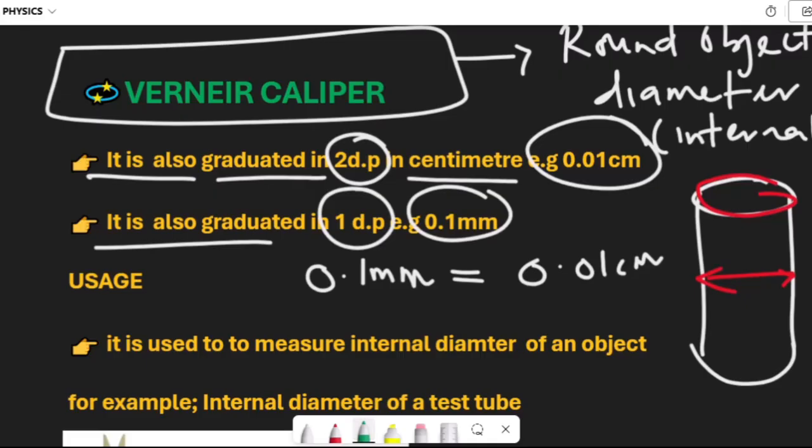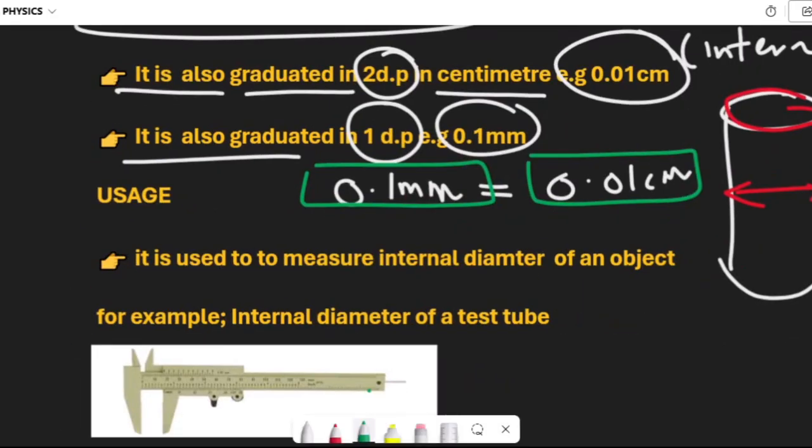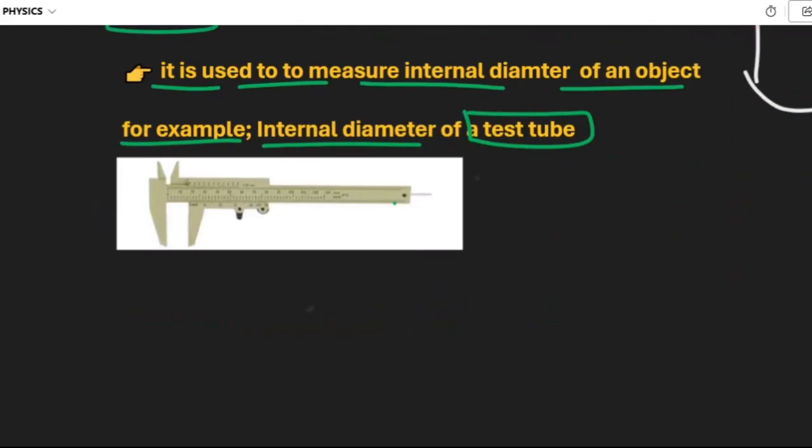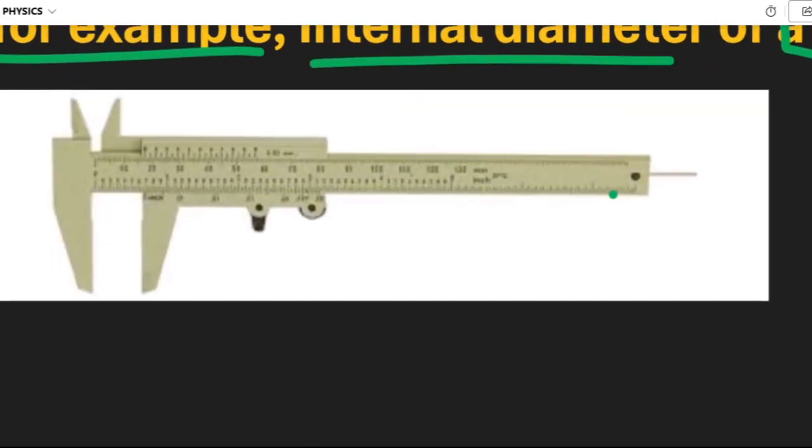So it's either you measure it in millimeter by counting it as 0.1, 0.2, 0.3, or you measure it as centimeter by counting 0.01, 0.02, 0.03, and so forth. Now let's see the usage of the vernier caliper. It is used to measure internal diameter of an object, like I said, for example, the internal diameter of a test tube. Okay, going on to the diagram, this is where I want everyone to pay attention to.